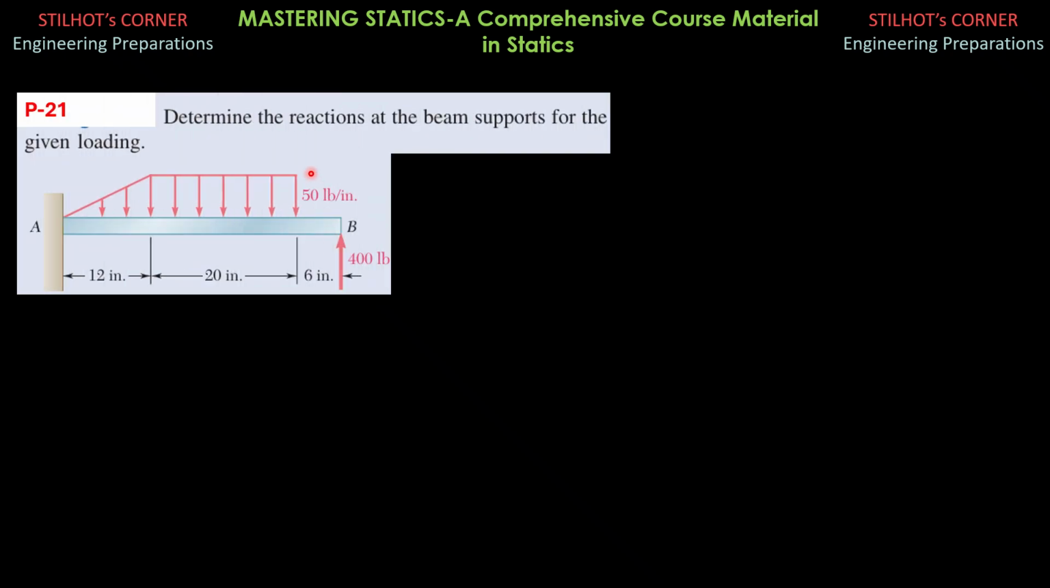Problem 21. Determine the reactions at the beam supports for the given loading. So let's draw the free body diagram. So the beam is in equilibrium. So that means static equations should be formulated. Namely, summation of forces x must be 0, summation of forces y must be 0, and summation of moments about any point is 0 also.